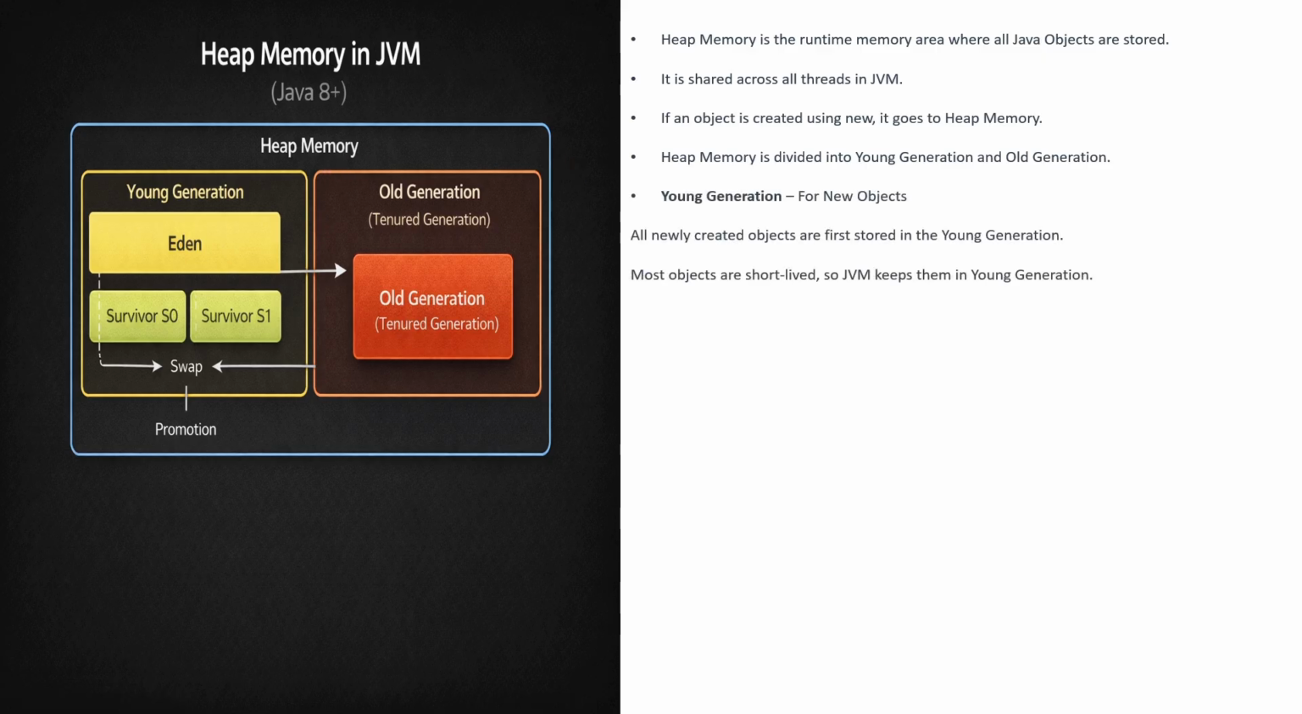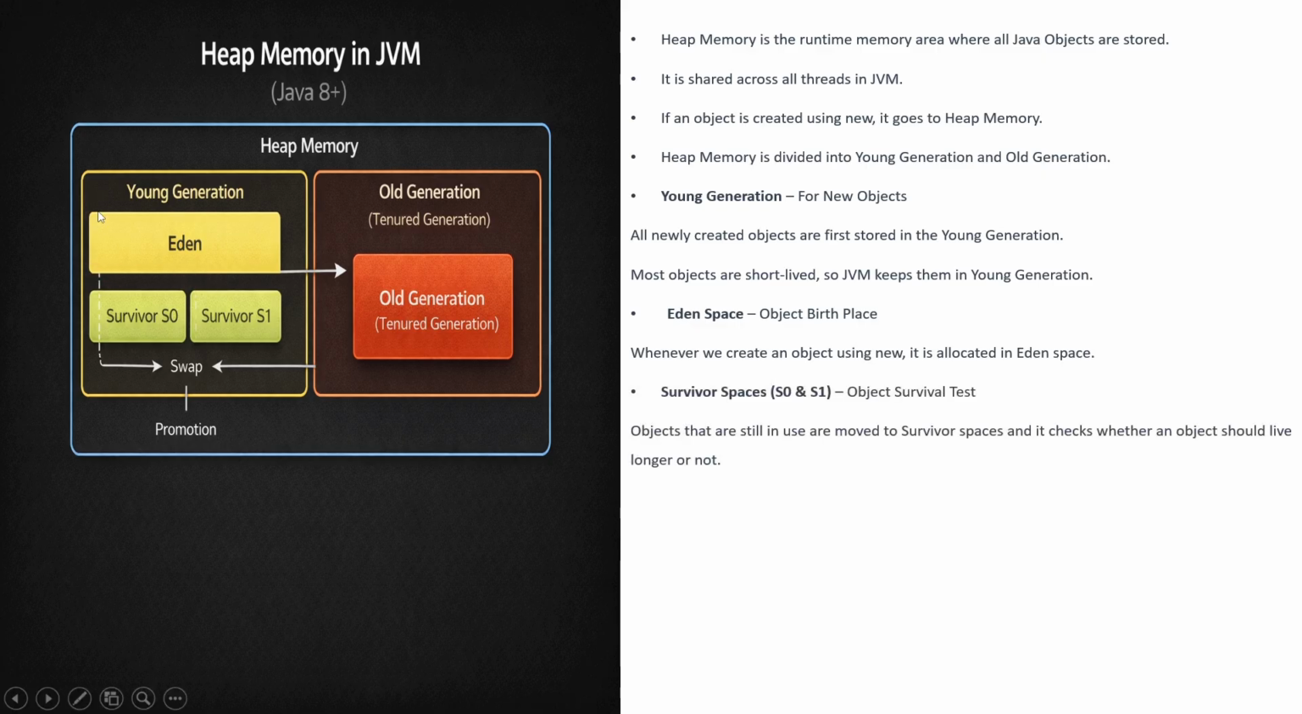So what is young generation? Young generation is used for creating new objects. All newly created objects are first stored in the young generation. Most objects are short-lived, so the JVM keeps them in young generation. Now let's talk about Eden space. It is known as the object birthplace. Whenever we create an object using new, it is allocated in Eden space. So here it is allocated.